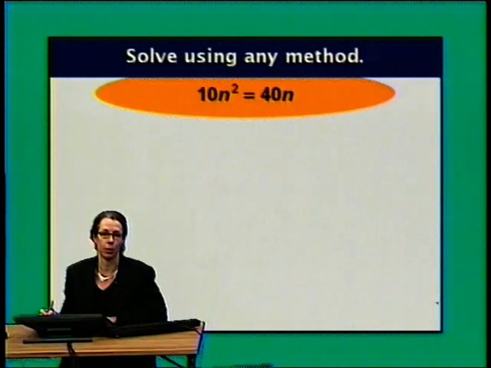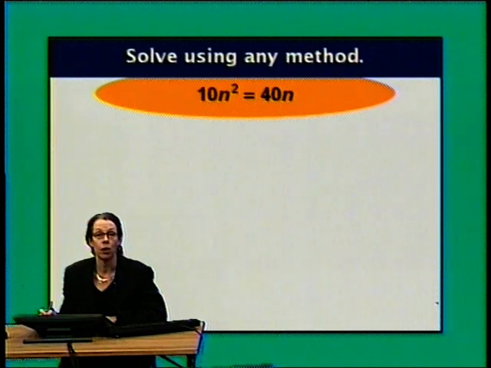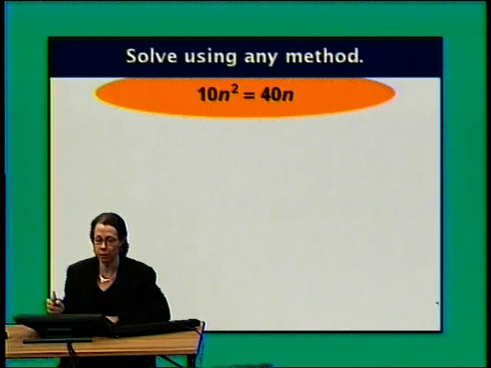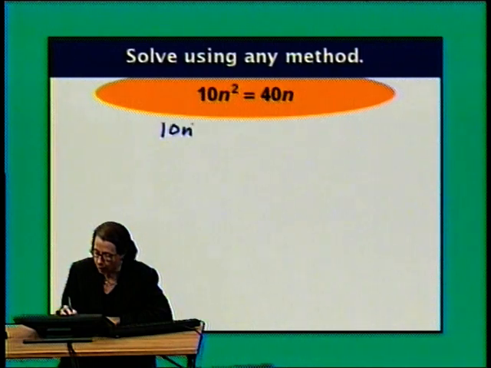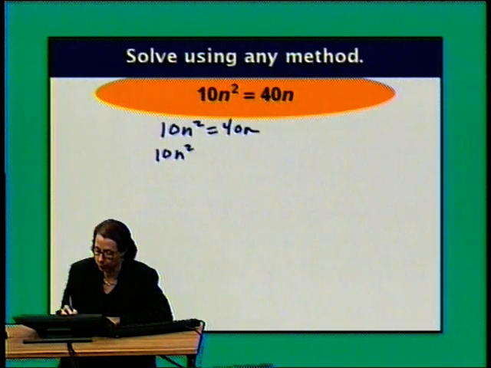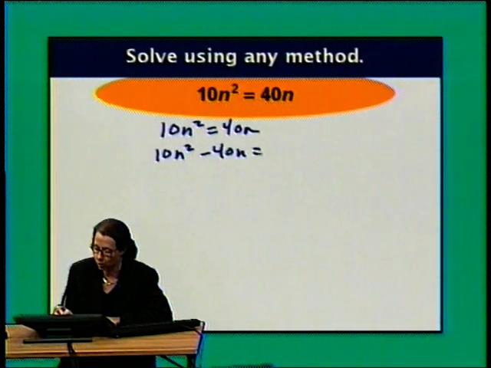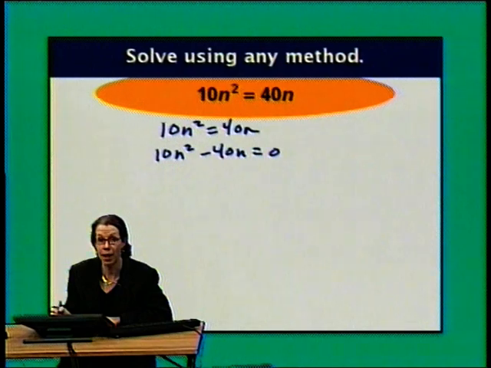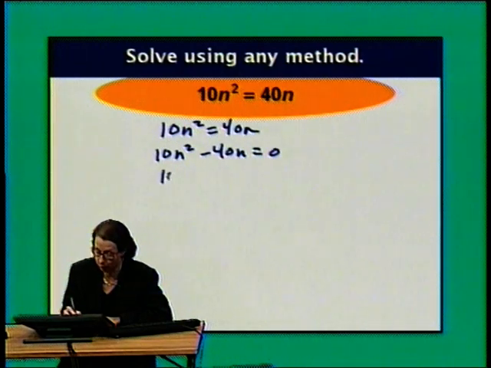Here's another example. Here I do have a linear term, 40n. So I'm going to solve this either by factoring or using the quadratic formula. I think I'm going to solve this by factoring. To do that, I'm going to start by subtracting 40n from both sides. The reason factoring seems like the most logical choice is that I see there's a common factor to the two terms that I can factor out quite quickly.